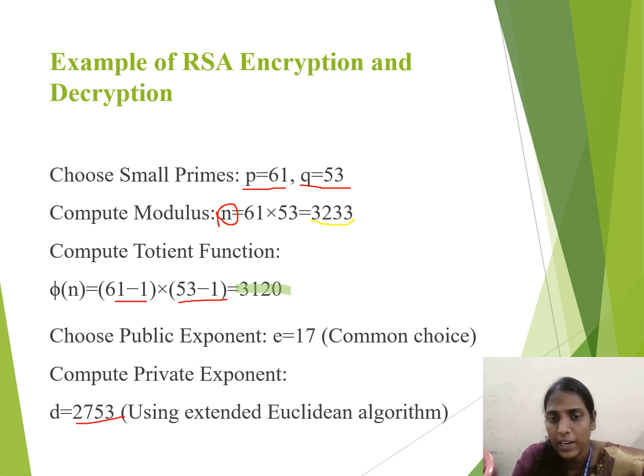So from this, we get four values. What are they? The n value, phi of n value, e value, and d value. These are the four values we come to know from this. So this is the key generation step. In this, we find the key values for the private key and public key, the modulus, and the totient function. These four things we have completed in the key generation itself.